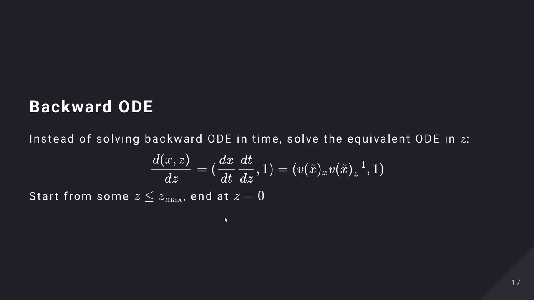And so to start evaluating, we take some z from beneath some z max, which is another hyperparameter, and we know that we should then end at z equals 0, which is our data hyperplane.